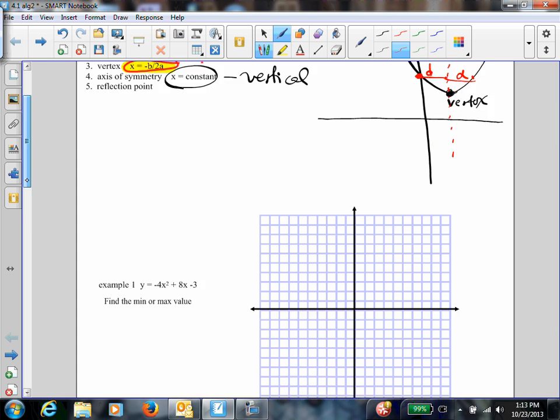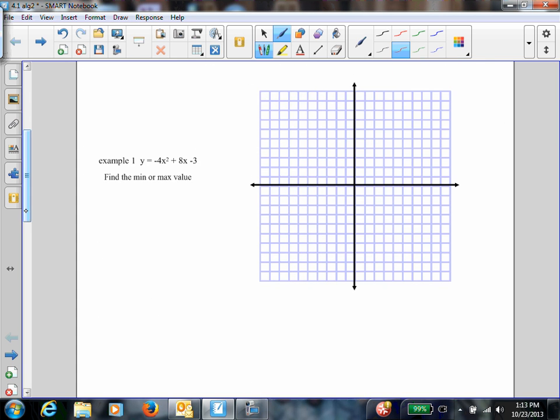All right, so here we go. The first equation is y equals negative 4x squared plus 8x minus 3. So let's go ahead and define. What is a equal to? Negative 4. What is the value of b? And c is -3. All right, so we're going to just follow these steps.